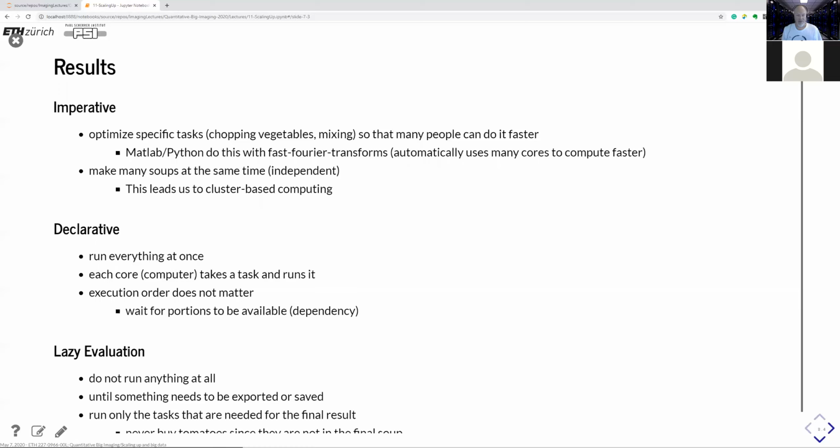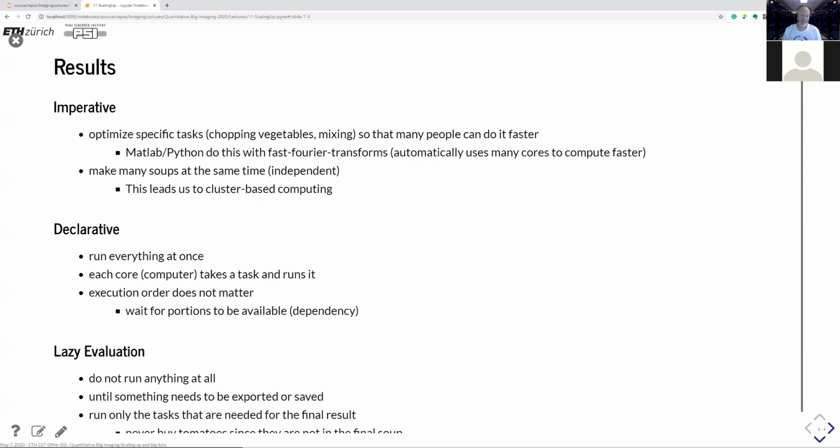Declarative, you can run everything at once. So you declare how to do it, and then you send off and things are happening. And in that case, each core or computer takes the tasks and runs it and sends it back when it's done. The execution order of all these tasks doesn't matter, because you have these waiting barriers where there is need for synchronization between the different tasks.